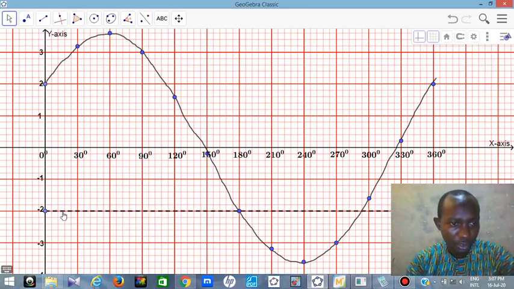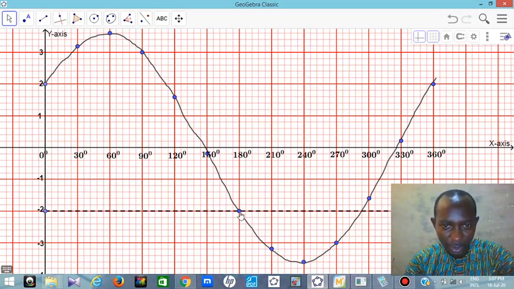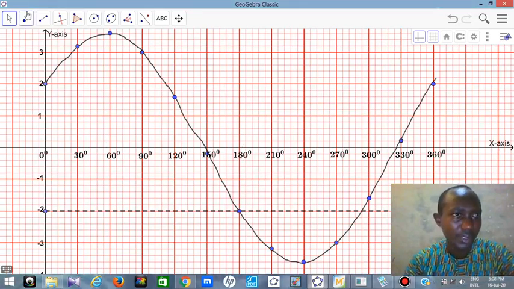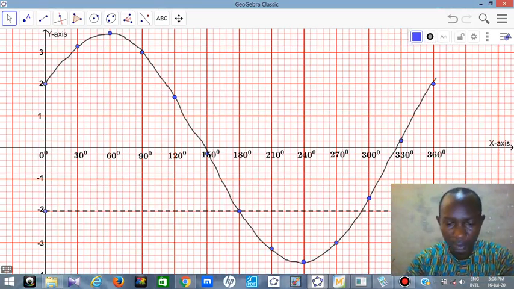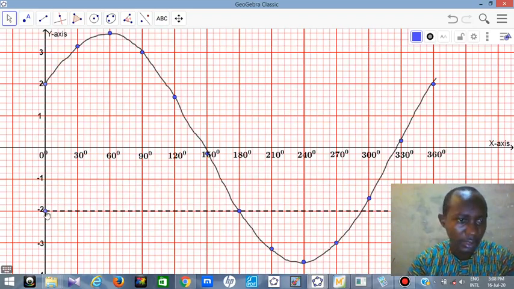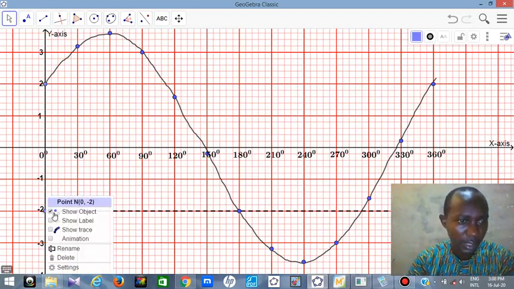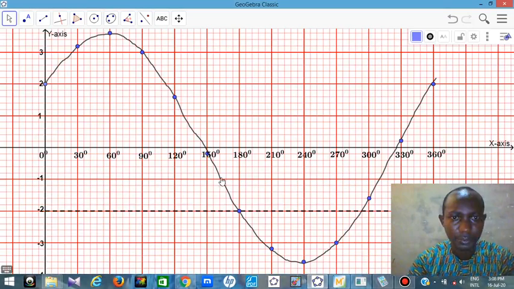So this -2 is going straight. When y is -2, what is the value of x? Just come here and trace it up. So one of the answers is already 1/8. So we need to remove this point here. I don't need this point, because on your graph paper this point will not be there.